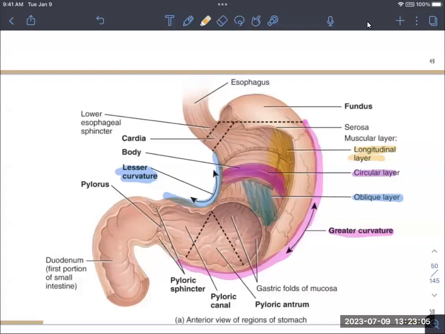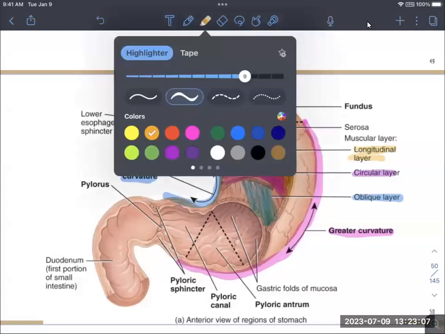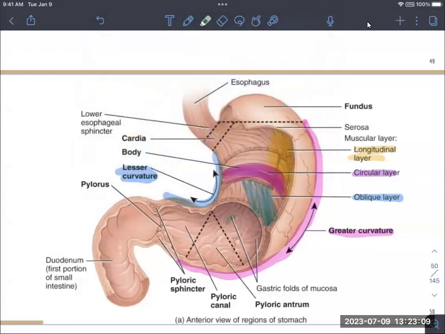Inside of our stomach, we have all these little folds that are happening throughout. All of these little folds, the book lists them as gastric folds. They are known as rugae. The rugae of the stomach increase that surface area.